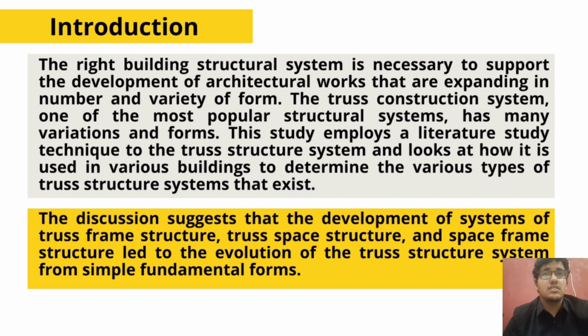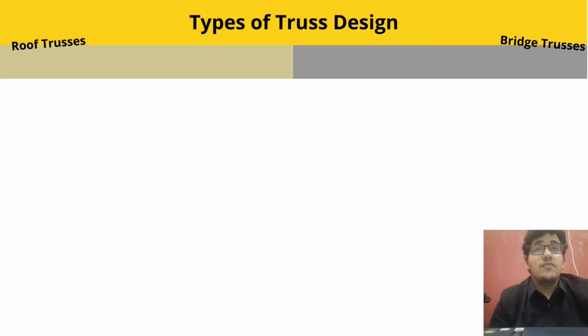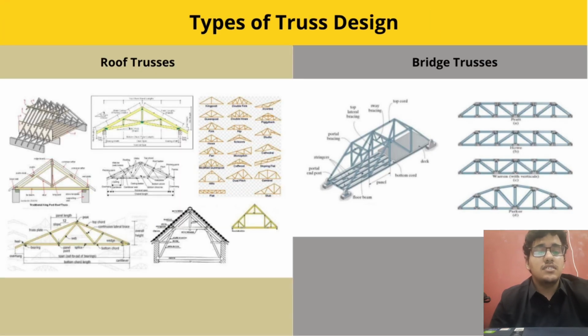AF21302. I'm going to discuss the introduction. The right building structural system is necessary to support the development of architectural works that are expanding in numbers and variety of forms. The type of truss designs, you have two types, roof trusses and bridge trusses.